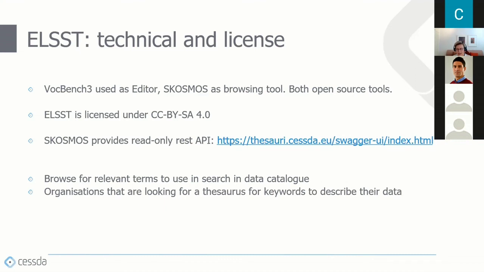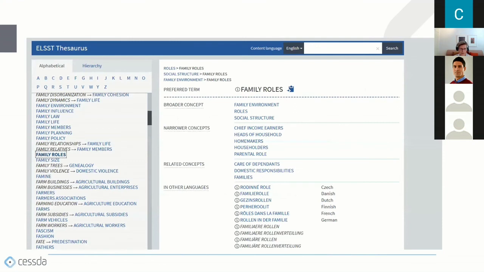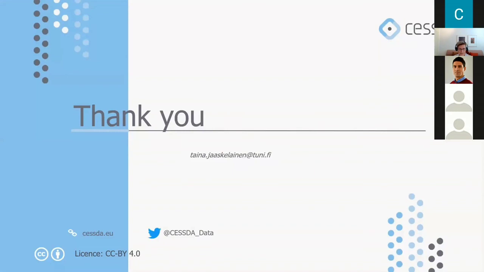For the use cases in this context, I think it would be that if you're looking for something in the data catalog and don't think you can really find it, you can search the ELSST vocabulary to see what kind of keywords might have been used for it. And then, of course, there may be organizations looking for a social science thesaurus in their own language to be used for describing and harmonizing the keywords, so ELSST is out there. And this is the browsing interface of ELSST.